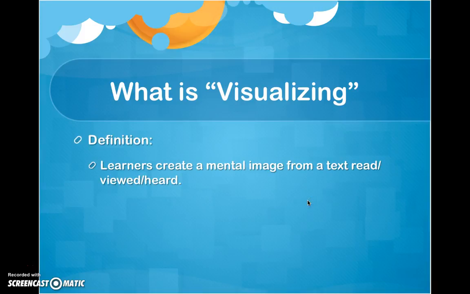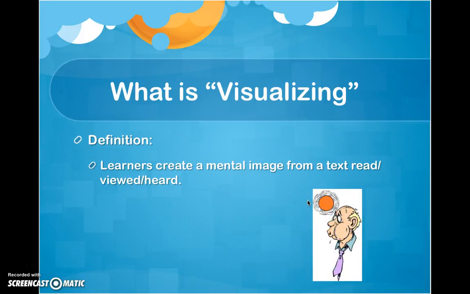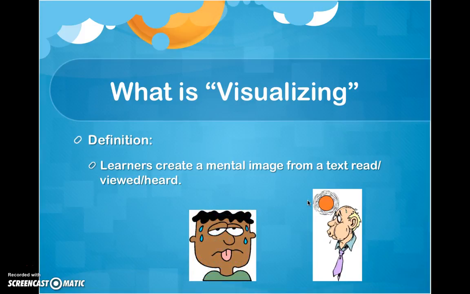Visualizing is when learners create a mental image from a text read, viewed, or heard. For example, I might say, "It's so hot in here. My oh my, I'm sweating up a storm. The sun is scorching my skin." Immediately, you're going to get a picture in your mind. Maybe it looks something like this. Or maybe it looks something like this. So learners create a mental image from a text read, viewed, or heard.